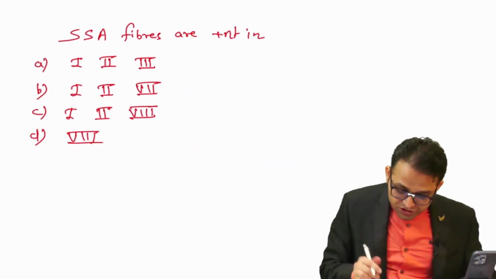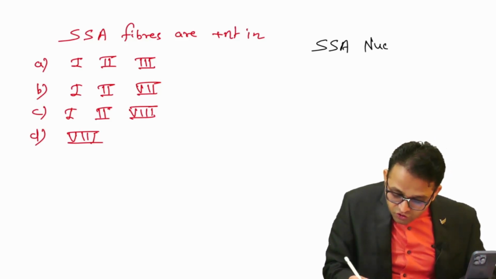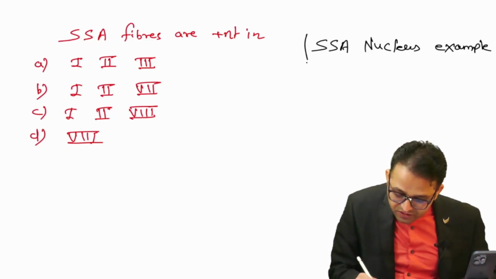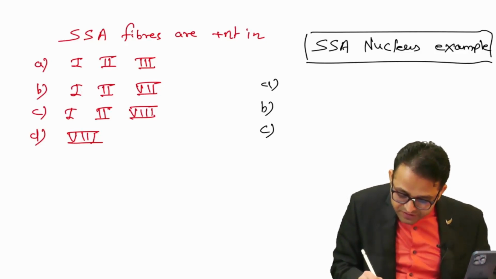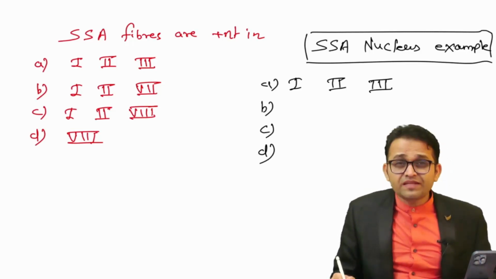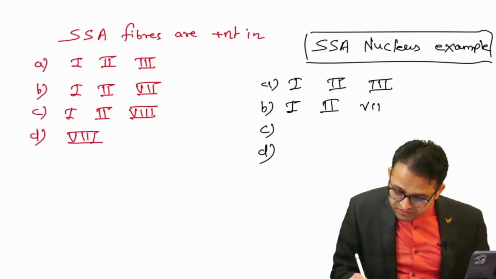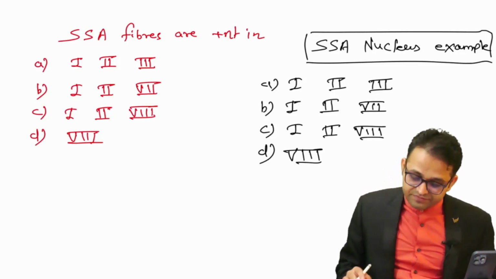Now, one more question. Special somatic efferent nucleus. Example. Again, your options are the same. A, B, C, D: first, second, third. Can you tell me the answer? B: first, second, 7. C: first, second, 8th. Then 8th.